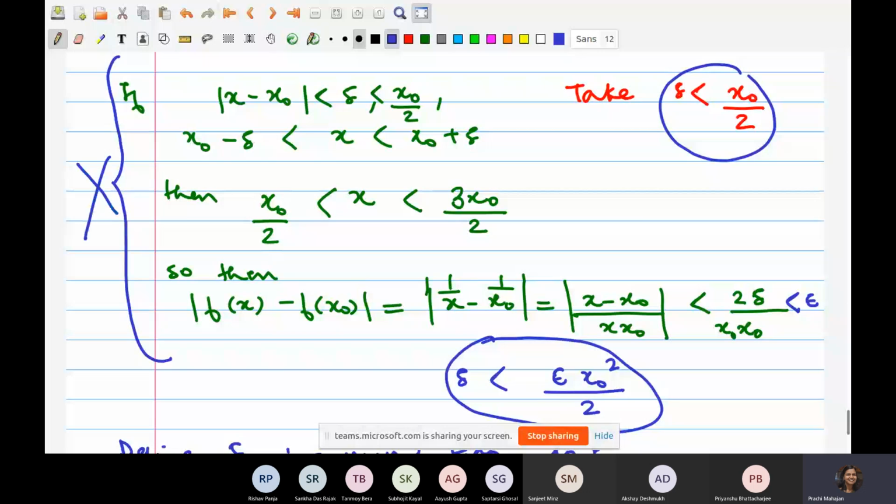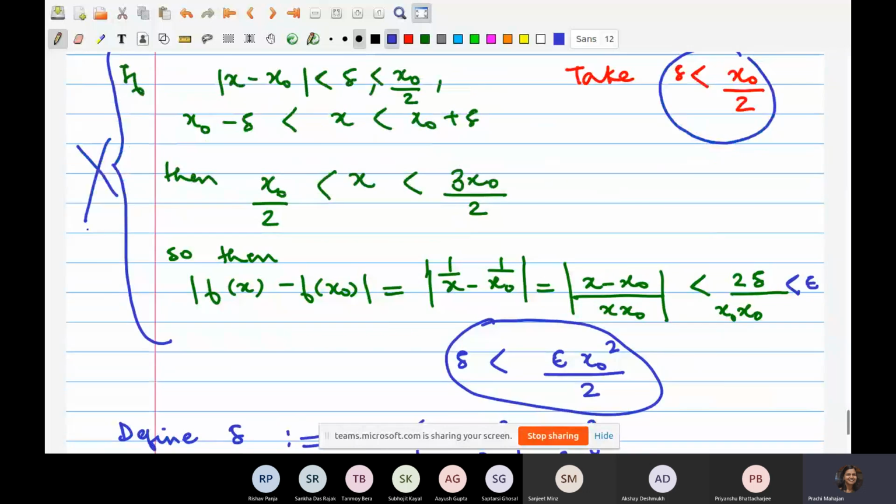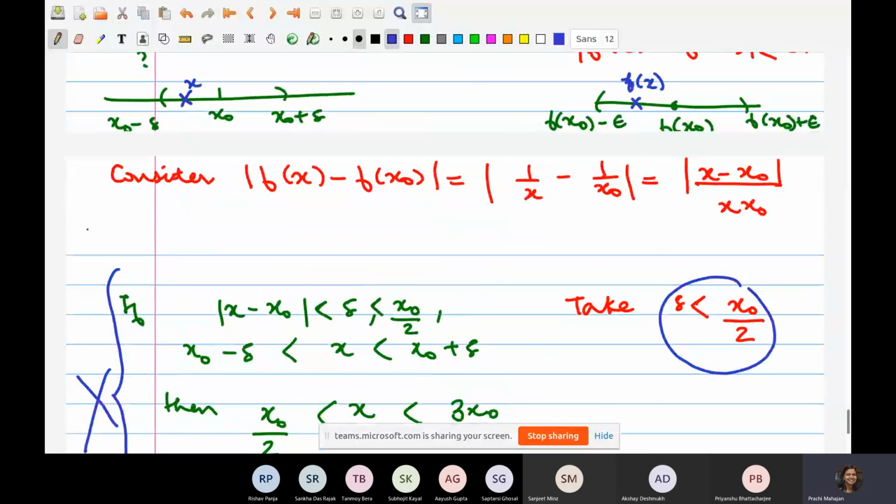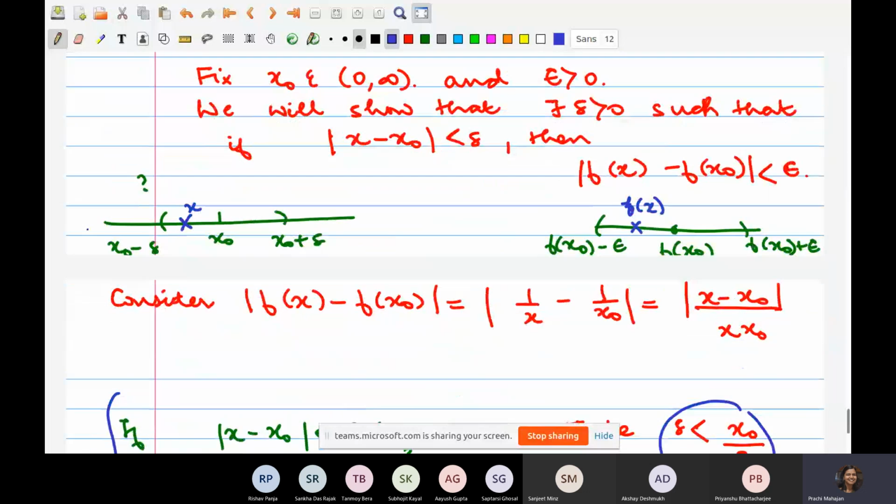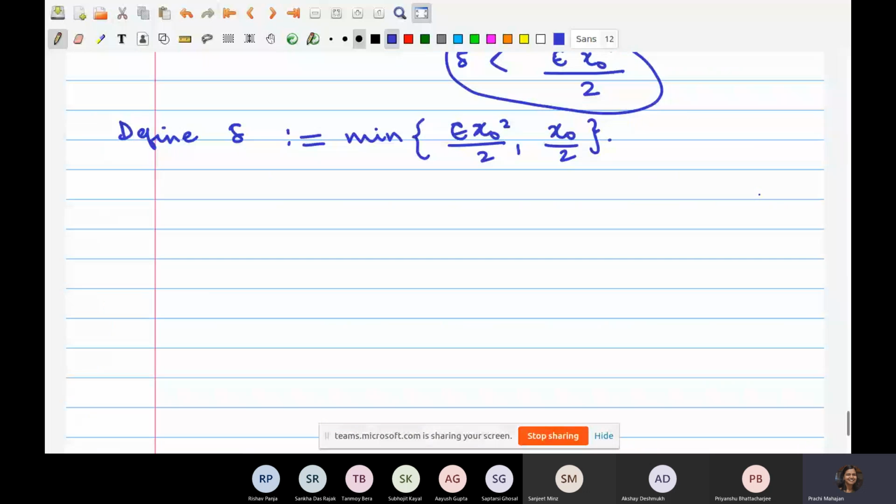If you look at a usual text, it would be written as: fix x naught, a point in 0 to infinity, and fix epsilon positive. We are required to show that if x is in delta neighborhood of x naught, then f of x is in epsilon neighborhood of f of x naught. Let's pick delta to be the minimum of these two.